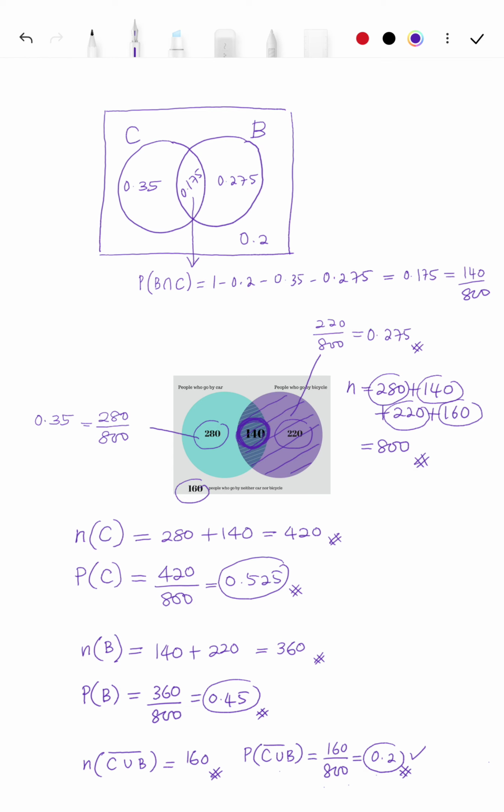You can check that using your calculator. Once again, you can represent your Venn diagram either using numbers or probability values.